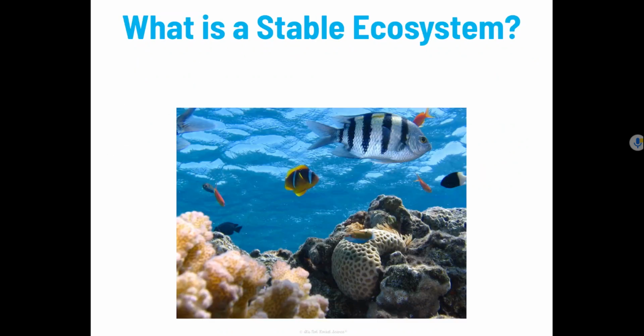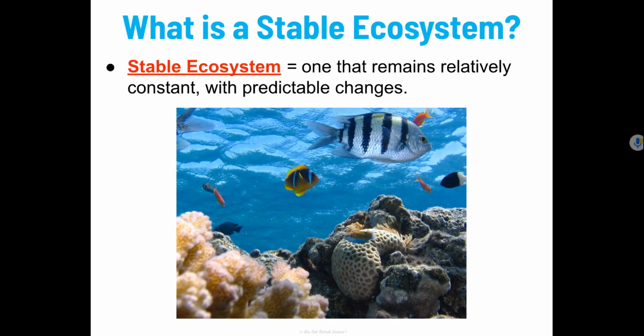Now, I just described how ecosystems can form and change over time, and ecosystems are always changing. But that doesn't mean they're unstable. A stable ecosystem is one that remains relatively constant with predictable changes. When it does change, these types of changes are to be expected.